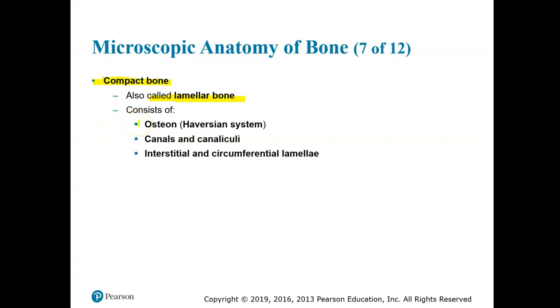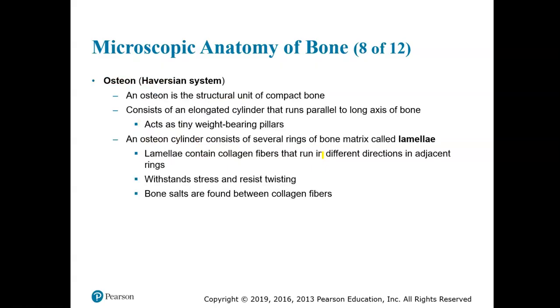So the compact bone consists of units of bone called osteons. And then running through the bone tissue are canals and little canals called canaliculi. And then the layers of bone are called interstitial lamellae and circumferential lamellae. All right, so an osteon is the structural unit of compact bone. You also see it referred to as the Haversian system, but osteon is much easier to say.